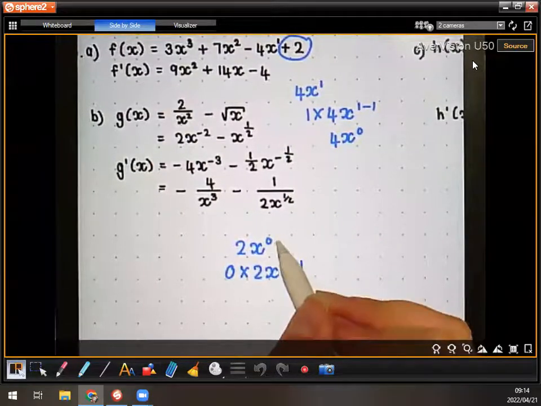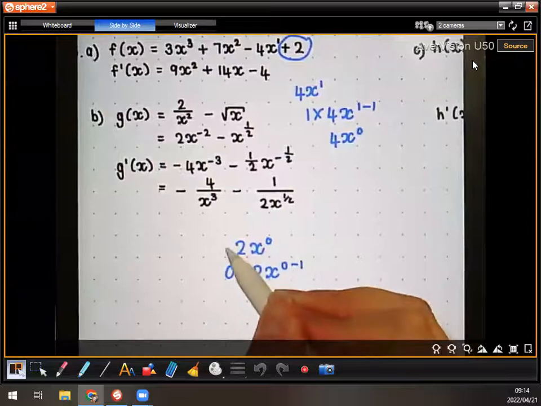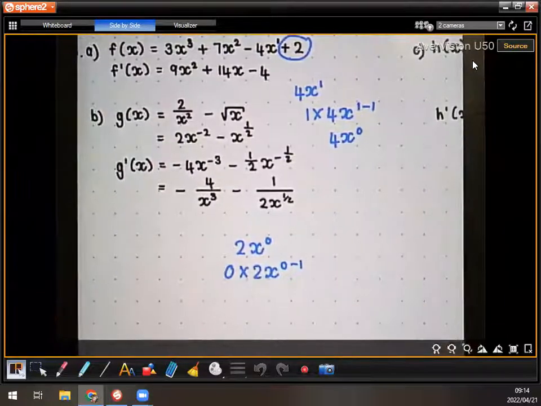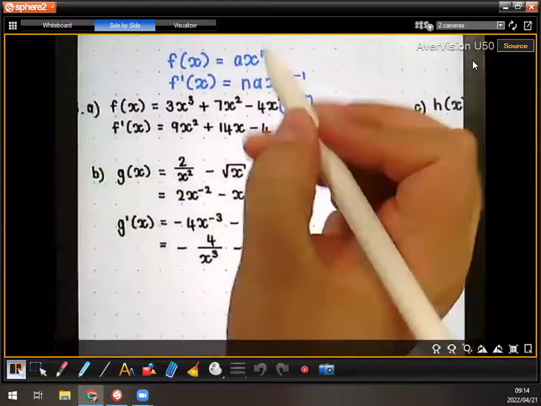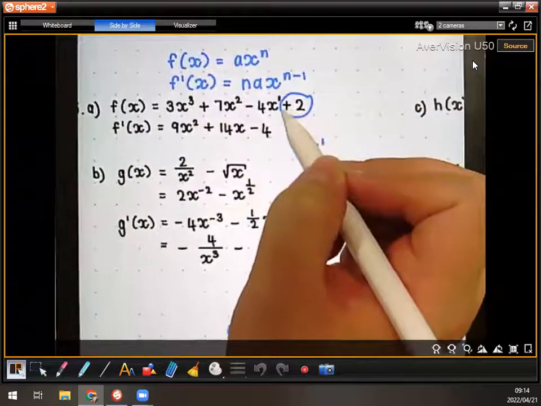So when you take that exponent to the front, then you're going to say 0 times 2, so the whole thing will become 0. So you can just memorize that the derivative of that constant term is always going to be 0.